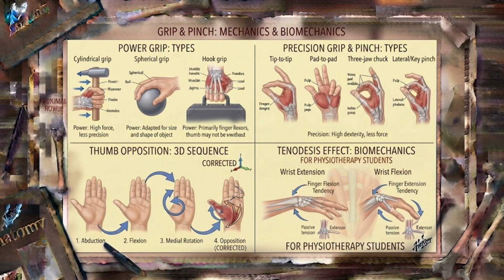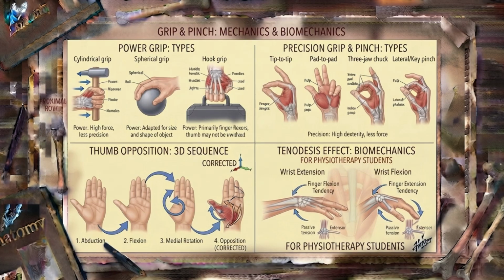Precision grips are used for accurate manipulation of small objects. Examples include tip to tip pinch, pad to pad pinch, three jaw chuck, and lateral or key pinch. The thumb plays a particularly important role. Opposition allows the thumb to contact the fingers and create controlled pinch forces. This is one of the major functional advantages of the human hand.